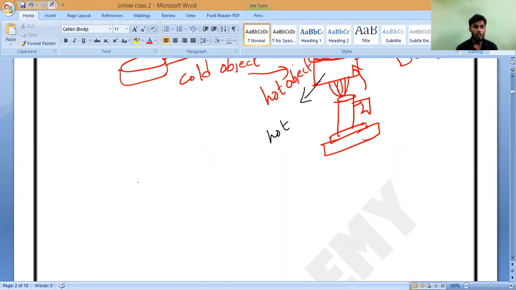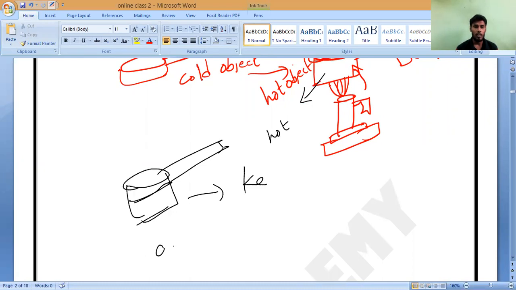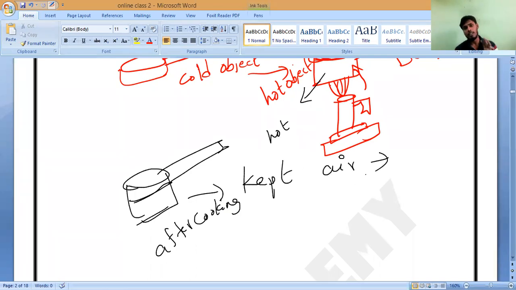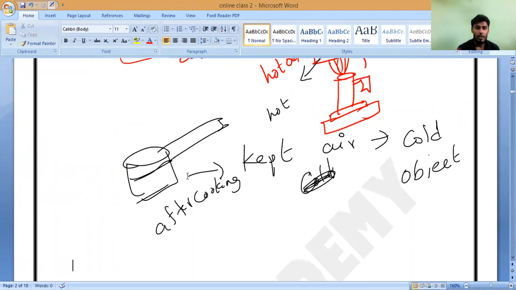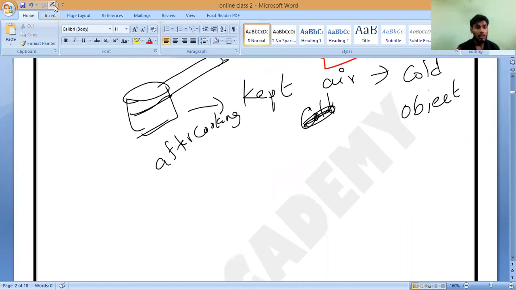Now, after cooking, I expose the same utensil to the atmosphere. I keep it in the air, in the kitchen. Will it stay at the same temperature, or will it cool again? It will come to cool again, sir. The hot object turns into a cold object. In this case, heat is transferring from where to where? From hot to cold, sir.